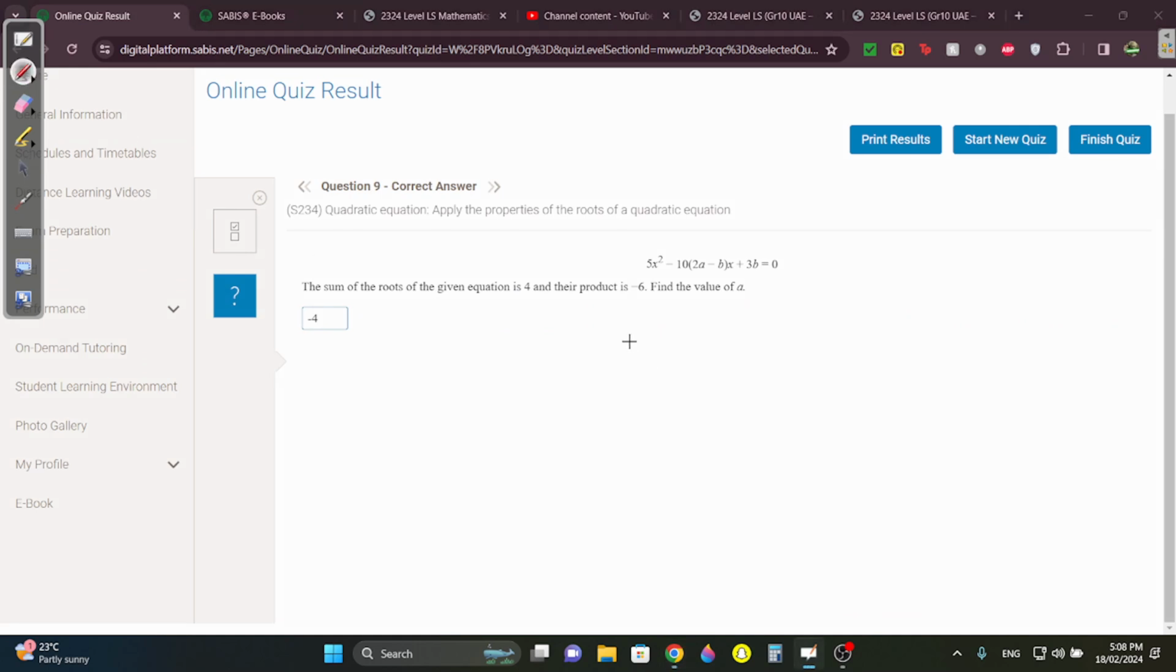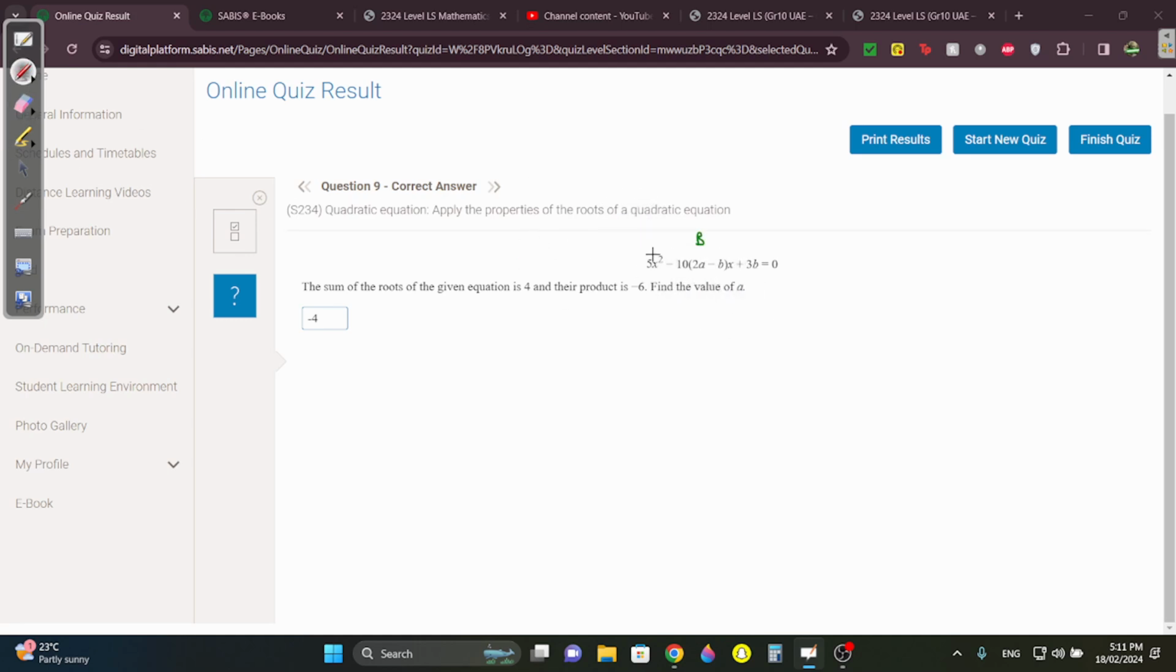Okay, the sum of the roots is 4 and the product is minus 6. Find the value of a. They want this a, right? Okay, the a is part of b, because you know we have a, b, c in a quadratic, right? A is part of the b. Let's call it capital B because you have a small b here.